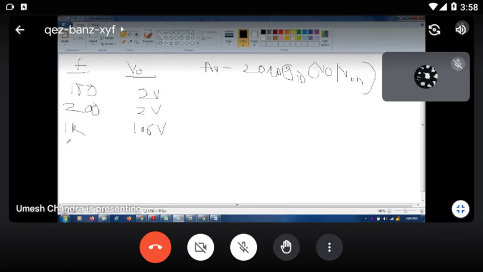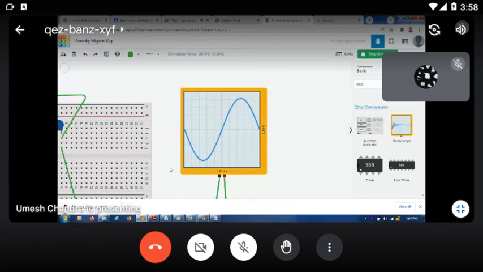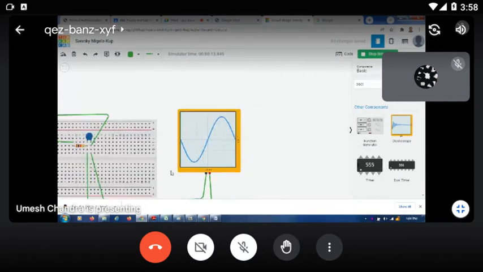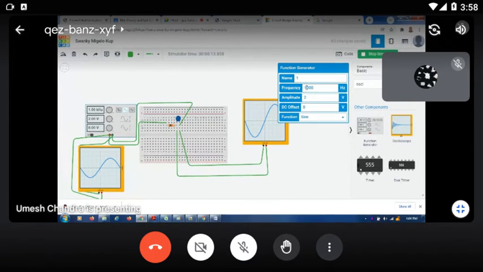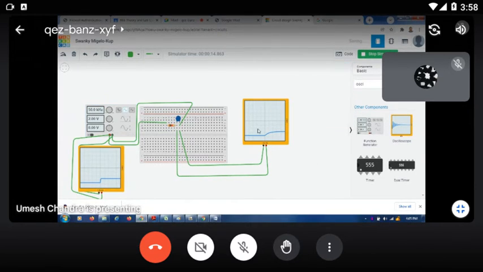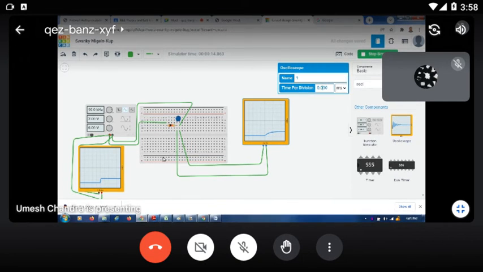Okay. And similarly, suppose 50 kilohertz, for example, we give the 50 kilohertz. And you change the time period.